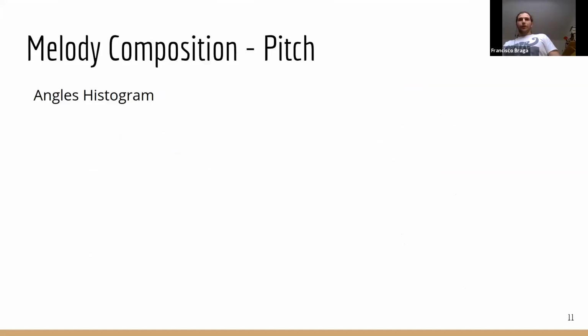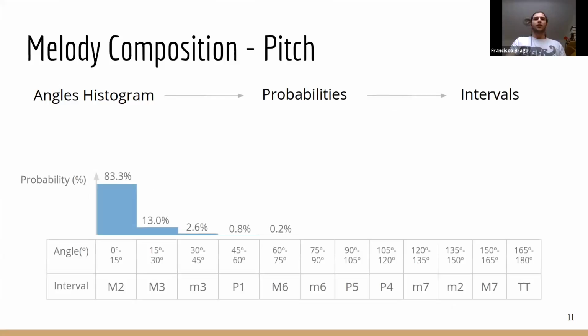Starting off with the melody composition, the pitch, we decided to consider the angles histogram. And instead of correlating it directly with pitch, we decided to correlate it with intervals for the next pitch, to decide the next pitch concerning where the pitch we are at. So from the angle histogram, we obtained a probability distribution that is associated to intervals. So for example, here we have the angle histogram converted to a probability distribution, and we have our correspondences from angles to intervals.